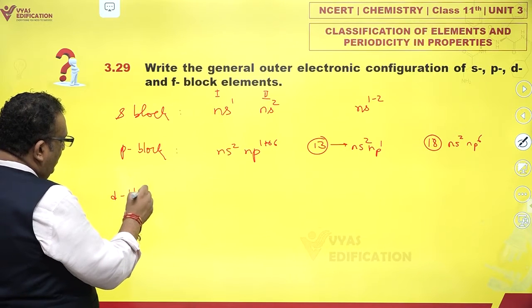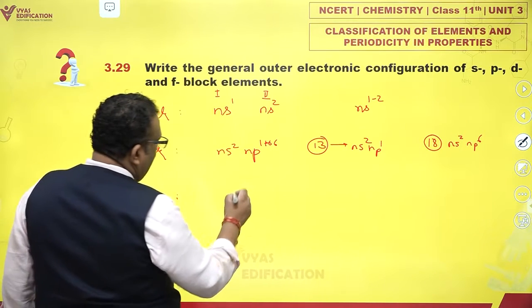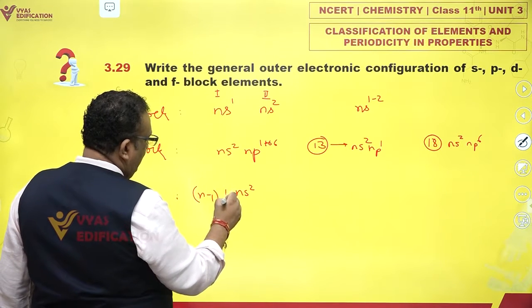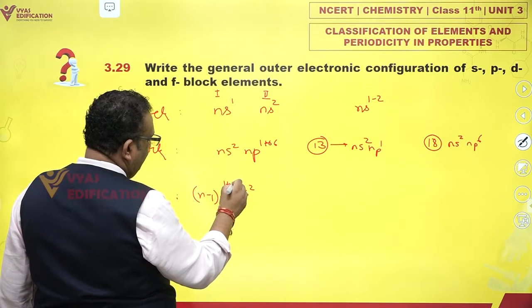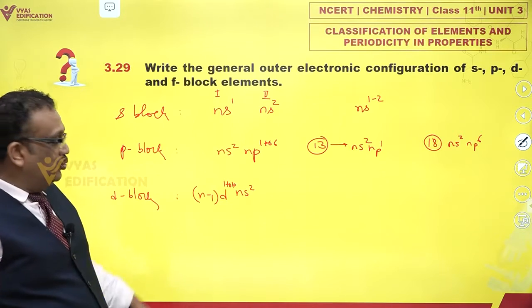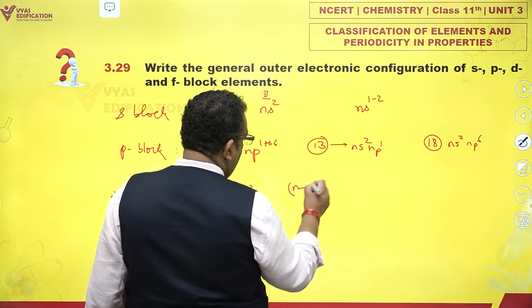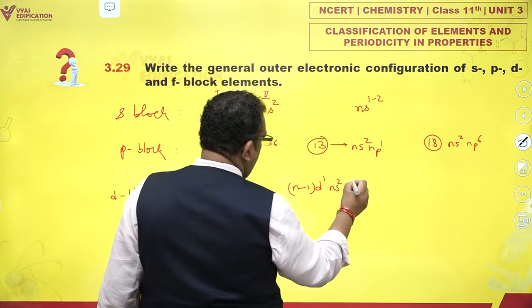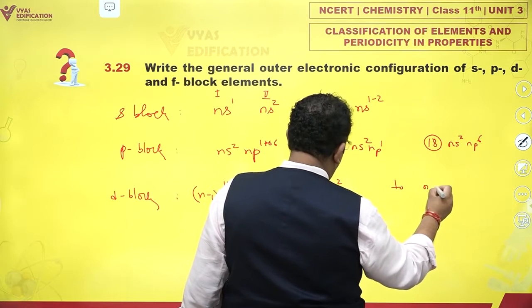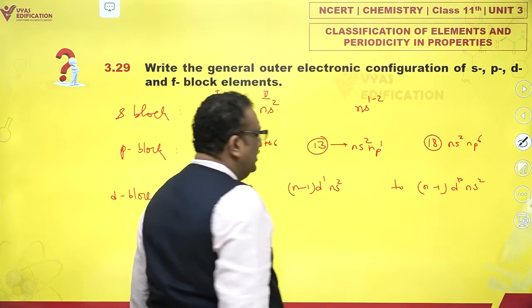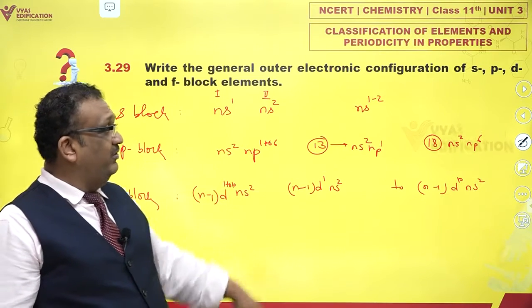If you look at D block, it gets more interesting. This is ns2 (n-1)d1 to 10. So ns2 (n-1)d1, up to ns2 (n-1)d10. This is usually the electronic configuration of D block.